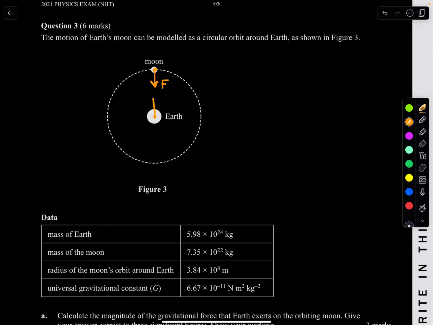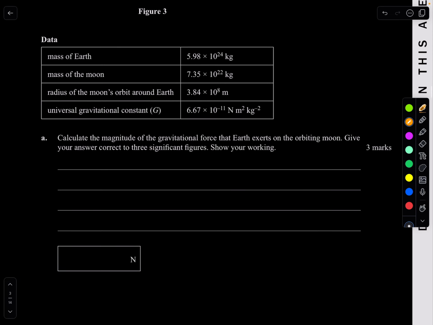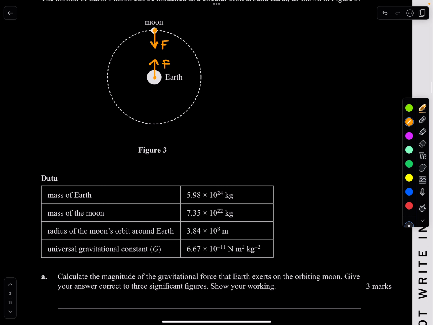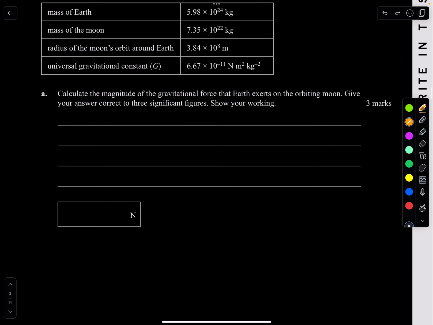And also, the Earth is going to be having the same magnitude of force, but in the opposite direction, because they're being attracted to each other. So, it says just calculate the magnitude of the gravitational force that the Earth exerts on the orbiting moon. Beautiful. So you don't have to worry, you don't need to know which direction or anything. Both forces will give you the same. The force is the same for both.